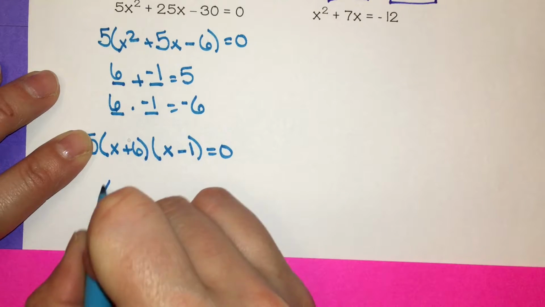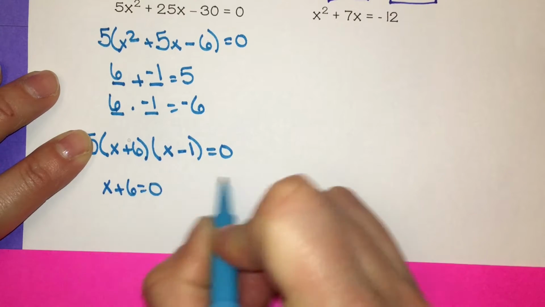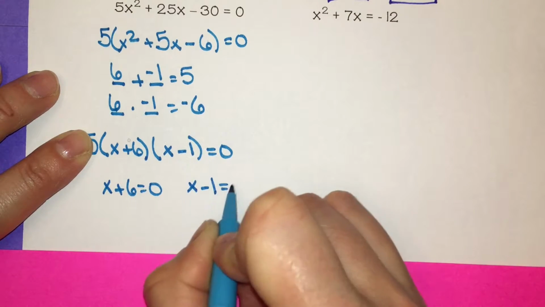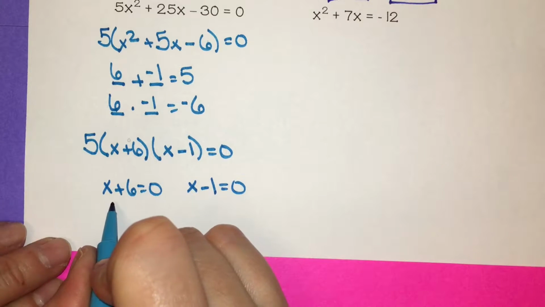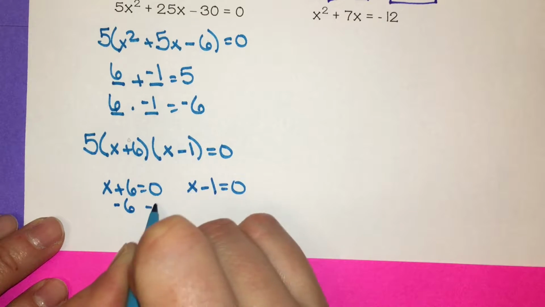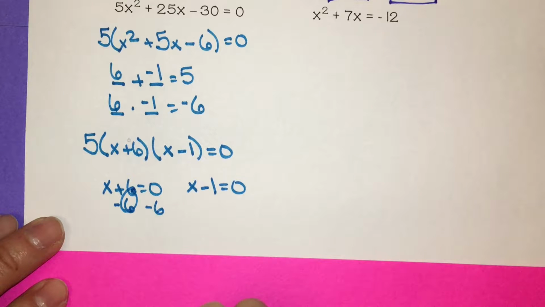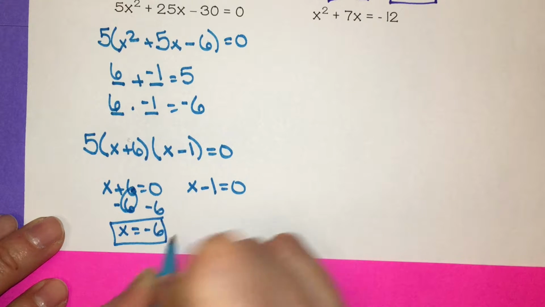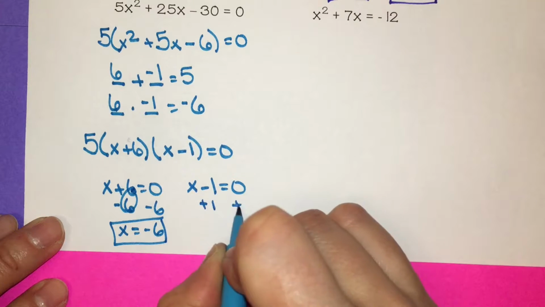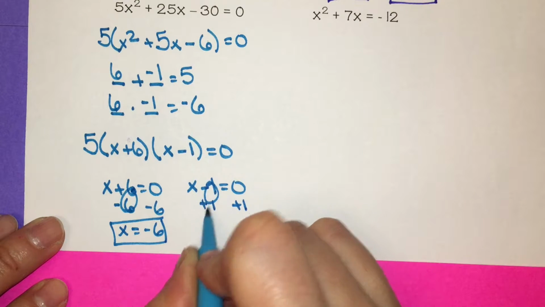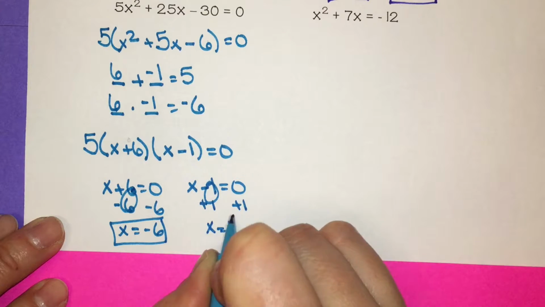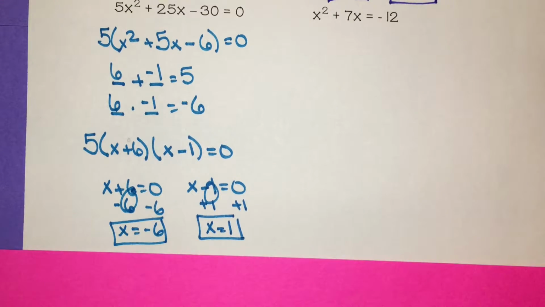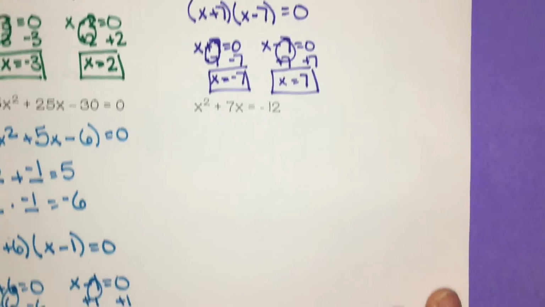So we have x plus 6 is equal to 0 and x minus 1 equals 0. Here I need to solve for x by subtracting 6 on both sides. 6 minus 6 is 0. So I get x equals negative 6. And over here, add 1 to both sides. Negative 1 plus 1 is 0, so we have x equals 1. All right, one more, and I'll let you try some on your own.